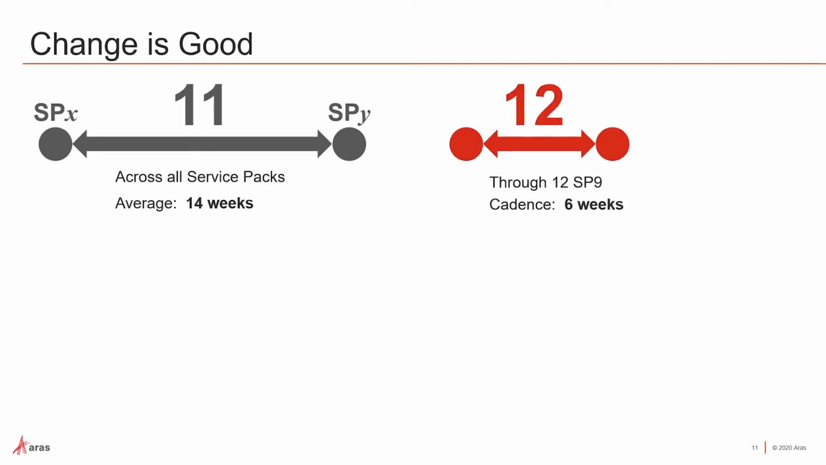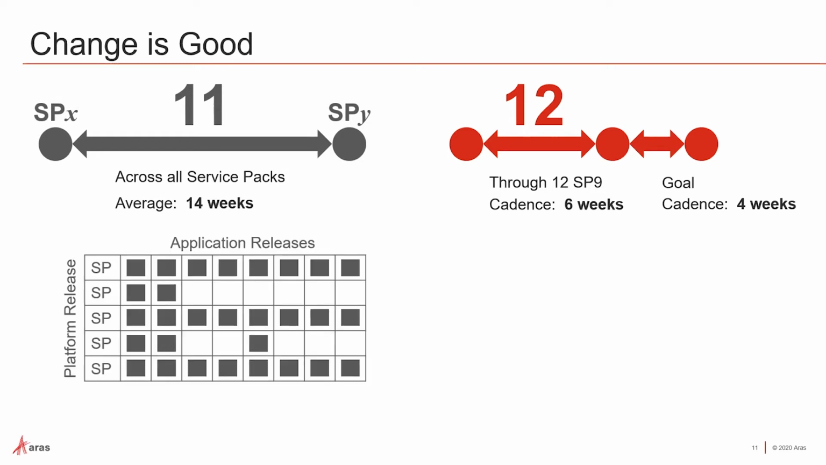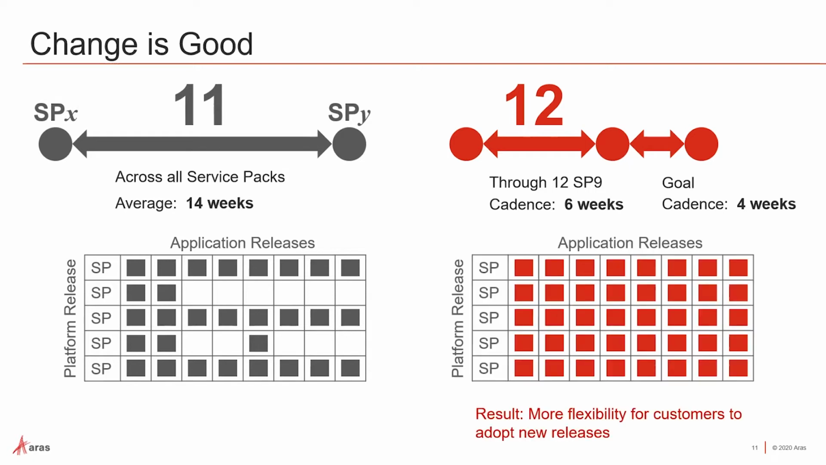As we moved to 12 and established new development processes based on SAFe, including automated testing, we've been able to establish a regular cadence of 6 weeks through our latest release of SP9, and we're working towards a goal of even improving that to a cadence of 4 weeks. On top of this, in 11, we did not have a complete support matrix in terms of having every application supported on every platform release. This meant that you had to be very selective of what service pack you might be able to take, depending on what applications you were running. In 12, we have a full application support matrix.